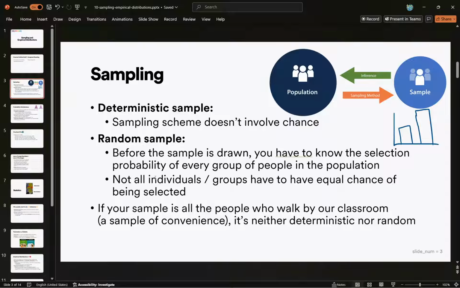Okay, so we like random samples. We honestly like something in addition to that. We like a uniform random sample, and that's where we will be going.